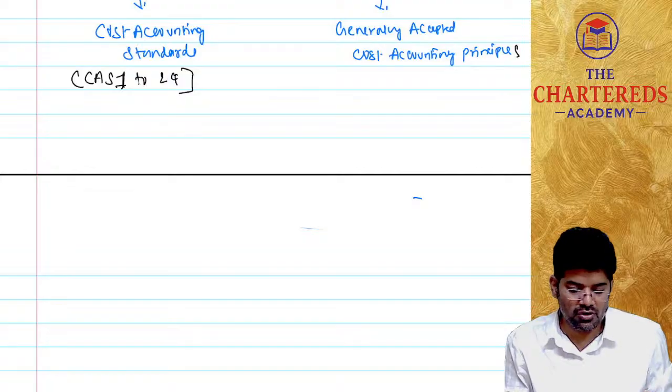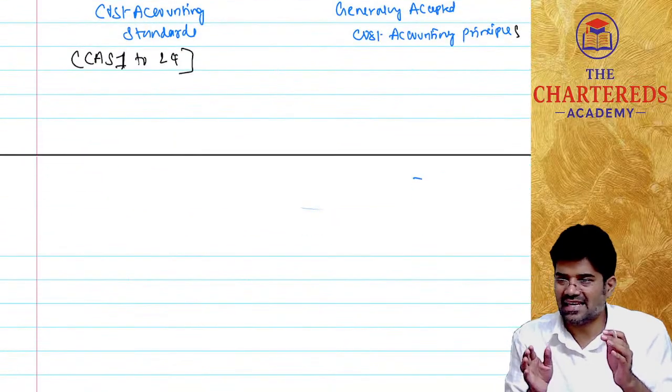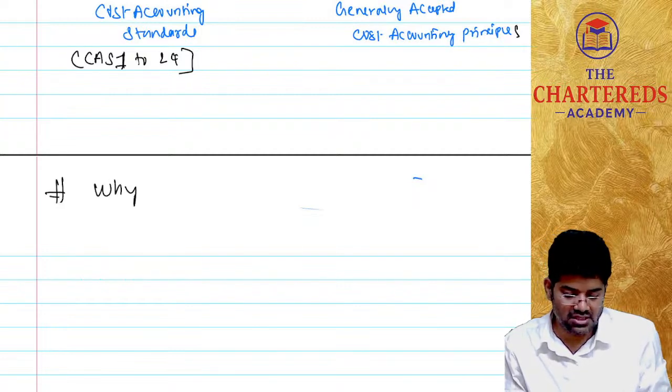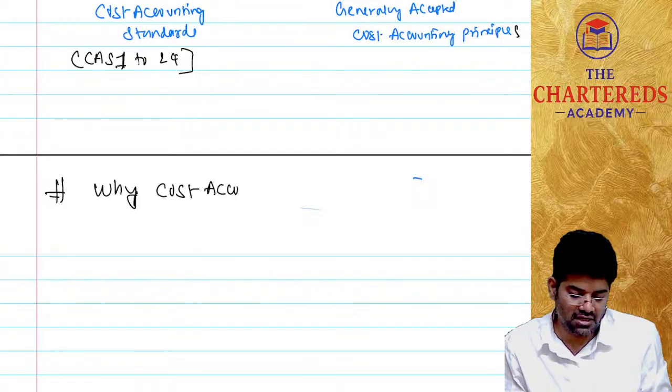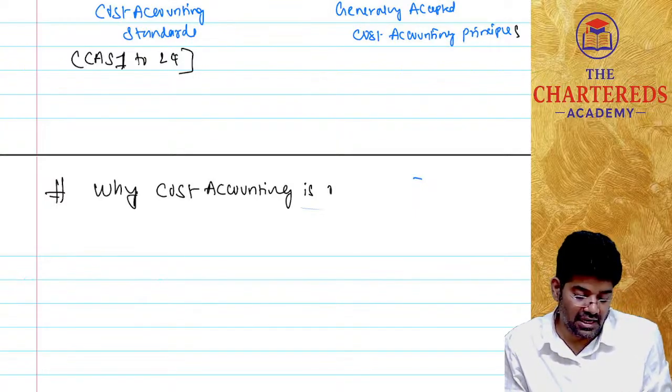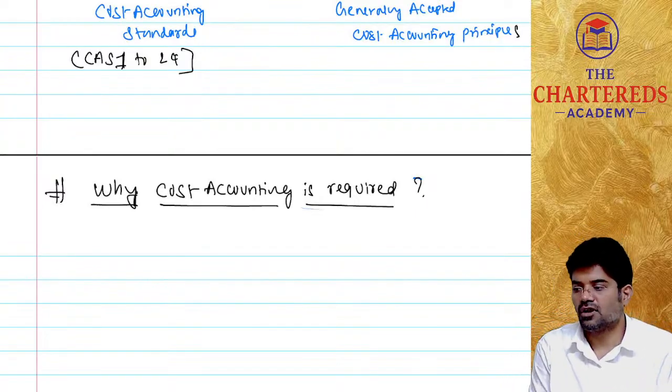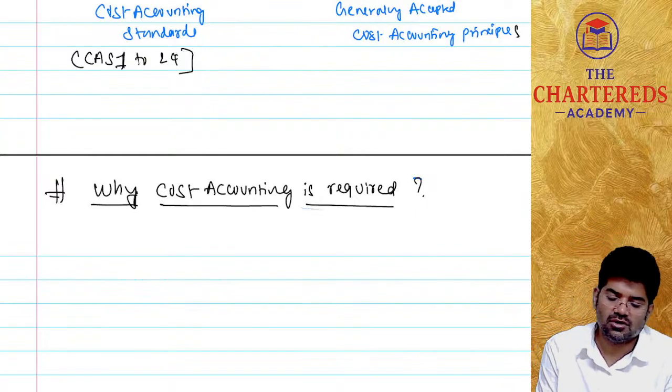The third thing you should know is why there is a separate reason. Next one is why cost accounting is required. What was the need for cost accounting? Basically, why do we need to do this accounting?